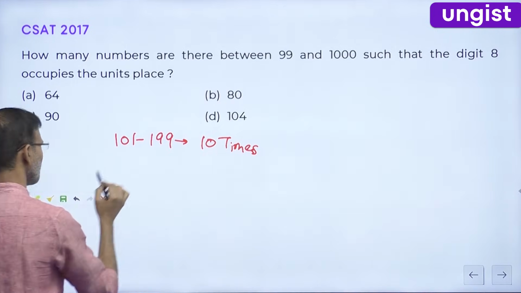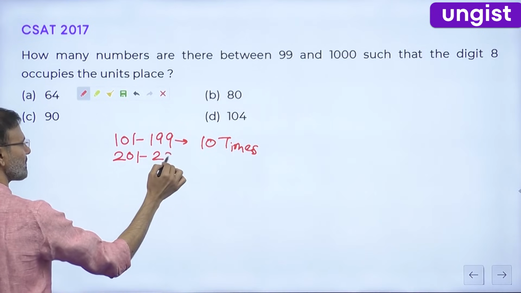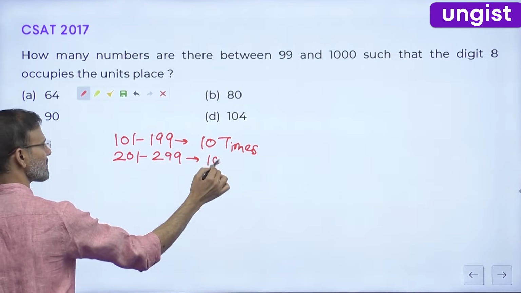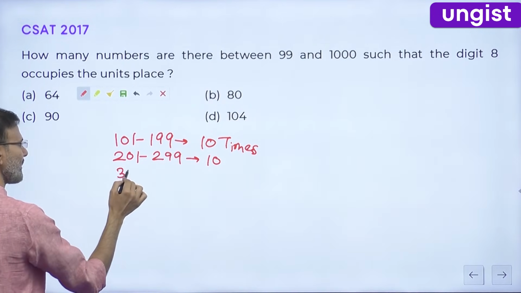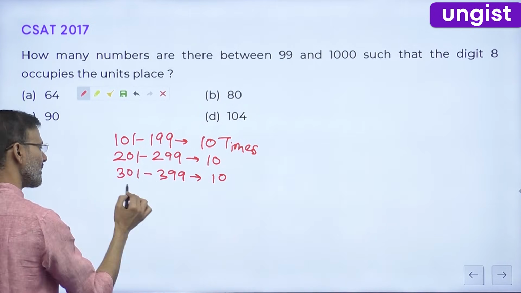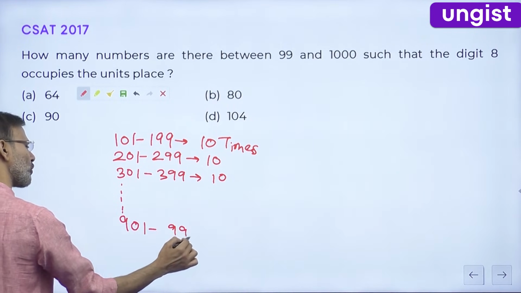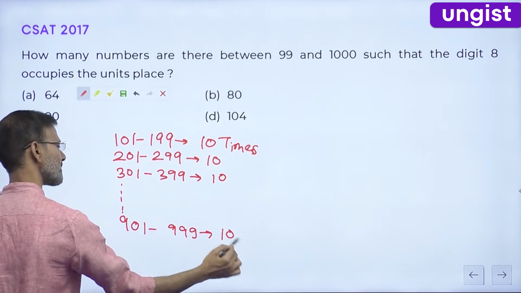Okay. Now friends, 201 to 299, 8 occupies the units place. Again 10 times. Now 301 to 399, 8 occupies the units place. Again 10 times. So similarly guys, 901 to 999, 8 occupies the units place, again 10 times.